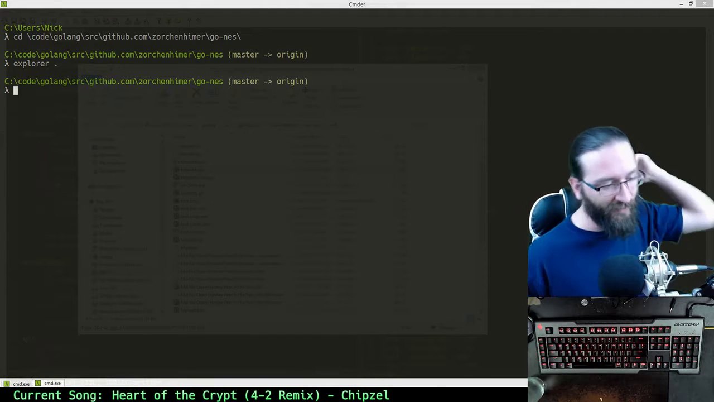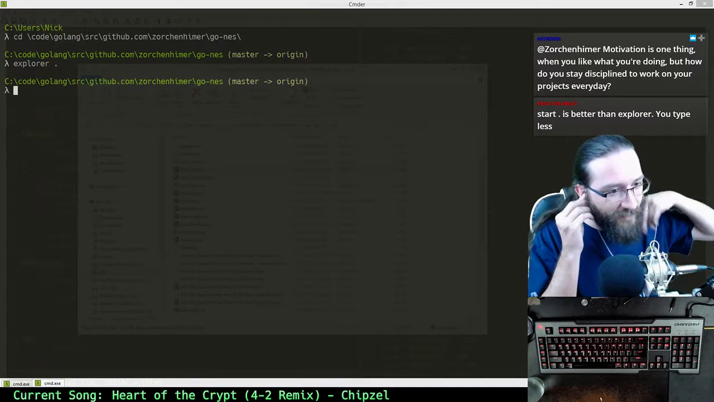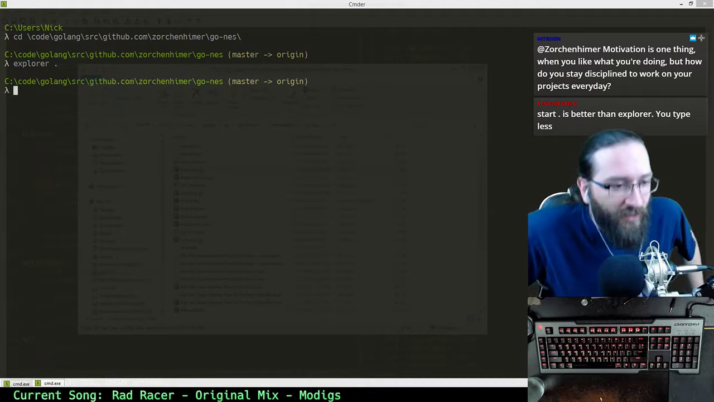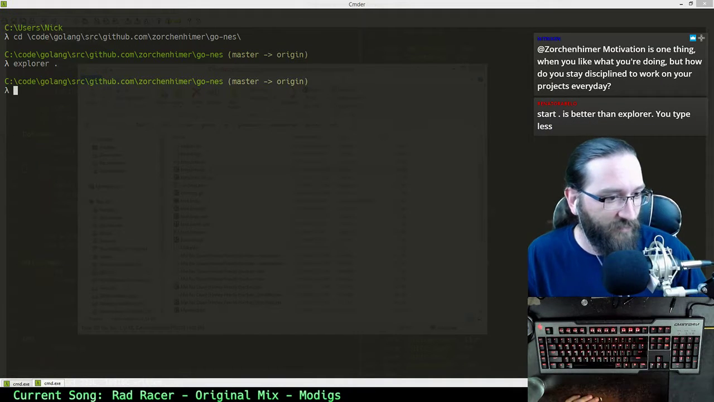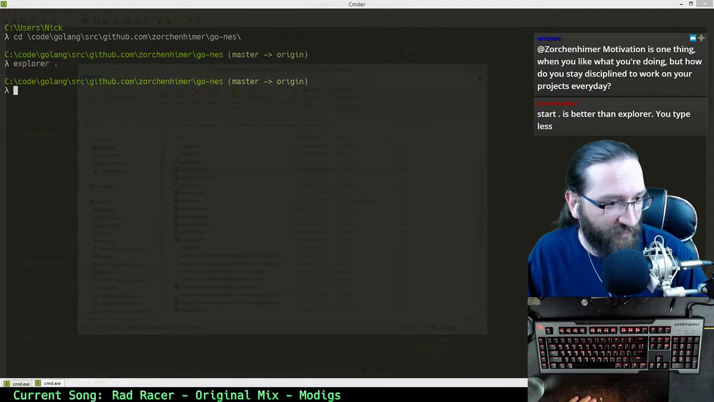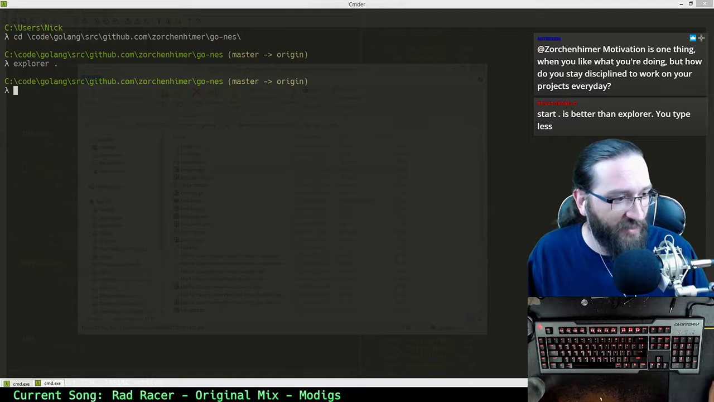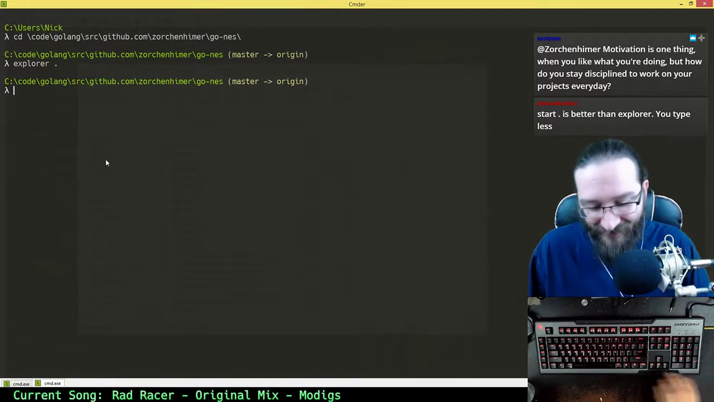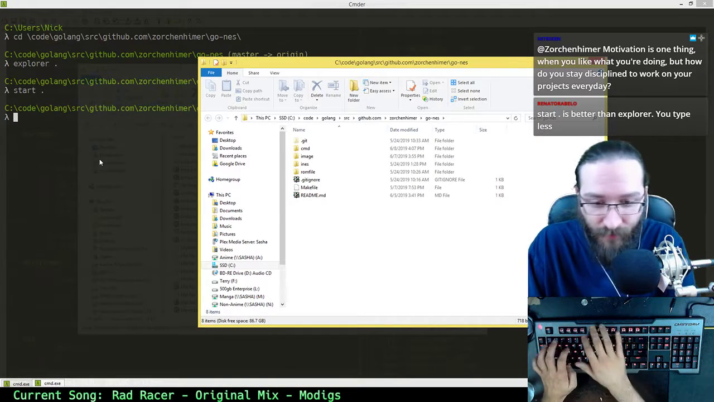Such a mess right around my desk. I really need to clean up in here. Torabello. Did I say that right? Torabello, how you doing? Start dot is better than explore. You type less. Well, what do you know? I didn't know that. Thank you.